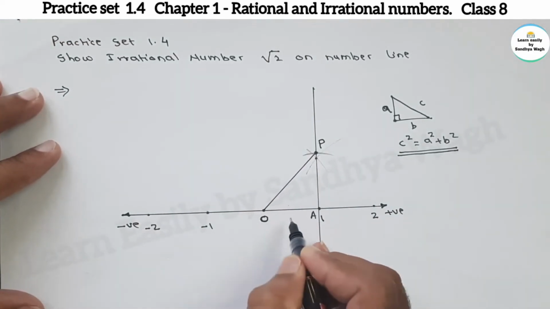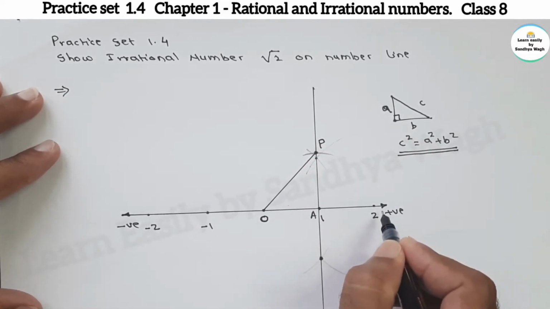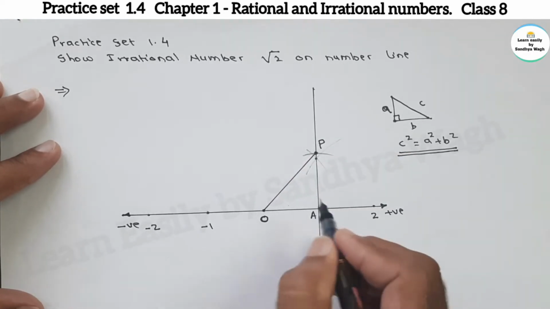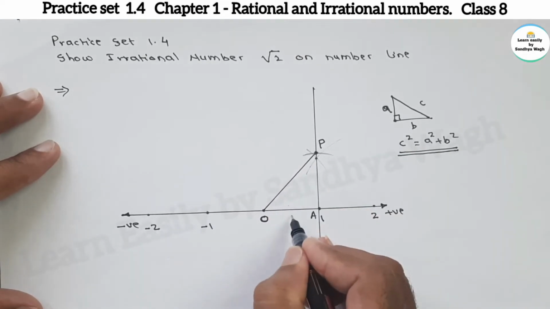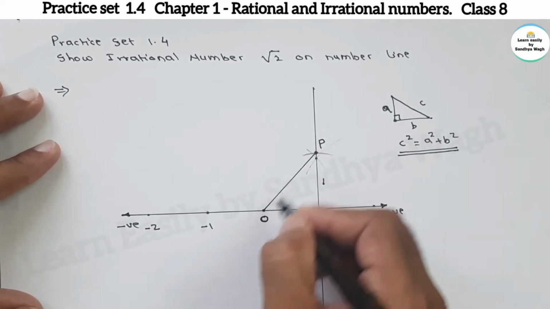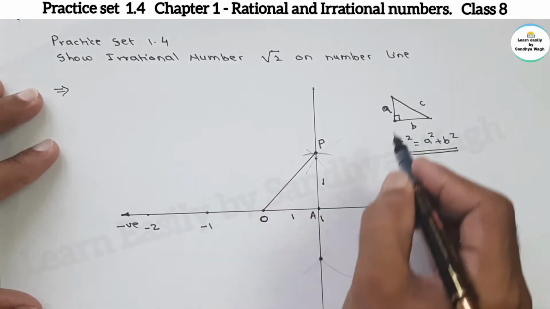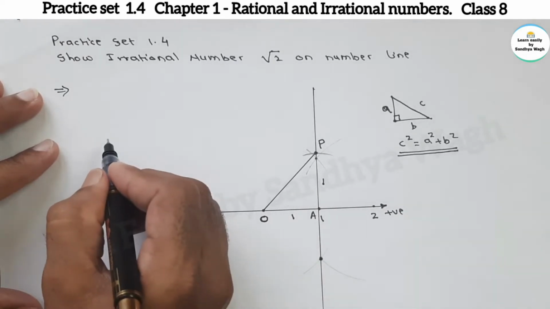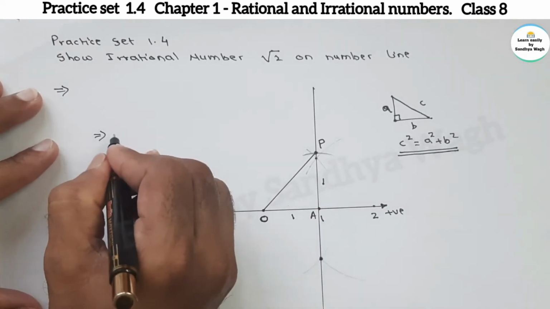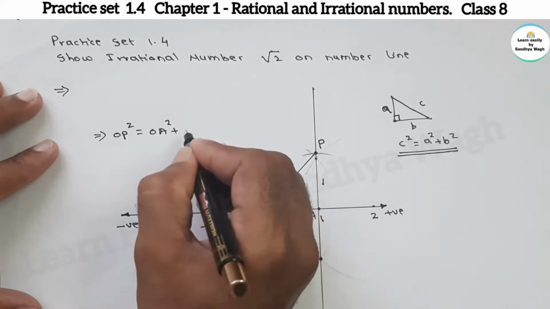What we have done here is, the point A we marked is at one unit. In the same way we drew a perpendicular line through this point A to this number line, and on this perpendicular line we marked the point P at one unit distance and joined OP. This is one, this is also one, and this is OP. We have to calculate OP now, and to calculate OP we will use this Pythagoras theorem. Hypotenuse square is equal to this side square plus this side square. How will it be? OP square equal to OA square plus AP square.